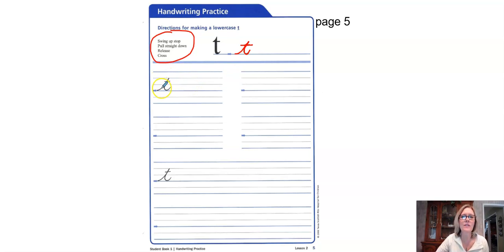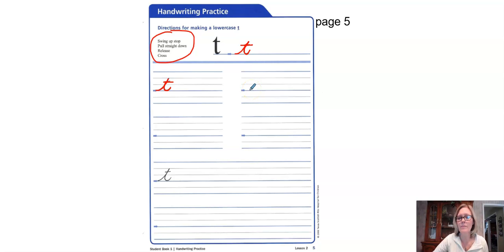So the first time we do it, we're going to name and trace it. So we'll say the name of the letter and trace it. T. T. Good. Okay. If you'll notice, the T is going to go up to that second line. It doesn't stop at this first line. It goes up to the second one. Okay. So move next door.